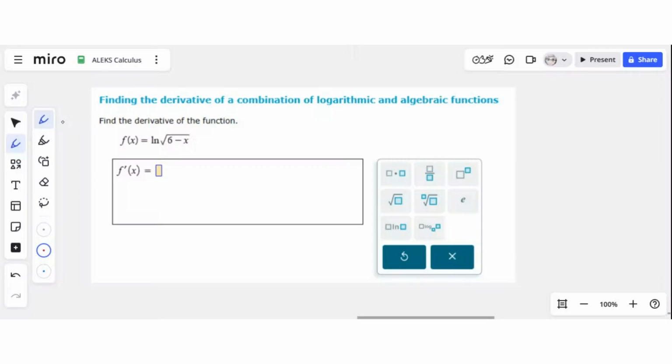In these problems, we are finding derivatives of some fairly complex expressions that include natural log. And the thing to know, if f of x is the natural log of x, then the derivative of that is 1 over x. So that's the rule for the derivative of the natural log. And then in this case, we've got something more complicated. We've got the natural log of the square root of 6 minus x.